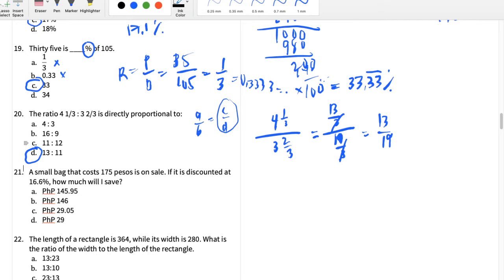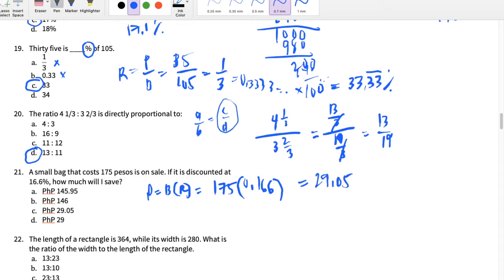Okay. Number 21. A small bag costs 175 pesos. That costs 175 pesos is on sale. If it is discounted at 16.6%, how much will I save? Okay. So, ang tinatanong dito is just the percentage. Okay? Percentage is equal to base times rate, or 175 times 0.166. If you multiply this 2, you should get 29.05, or letter C.